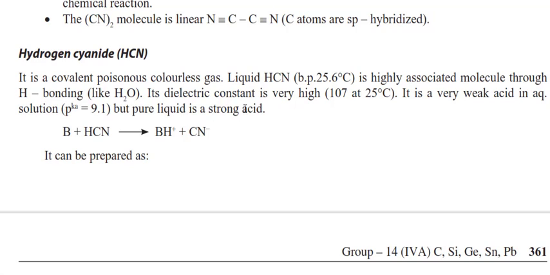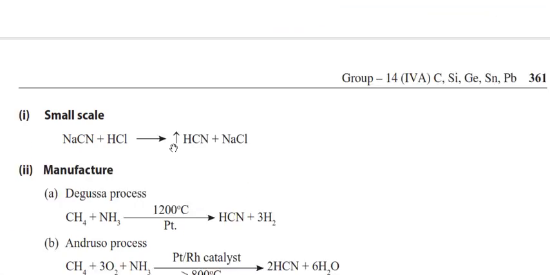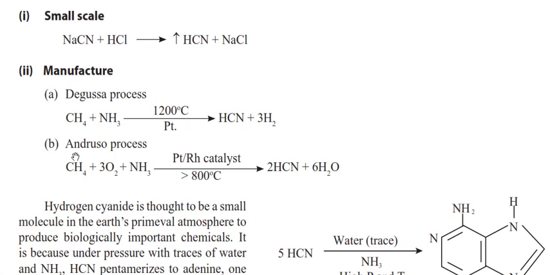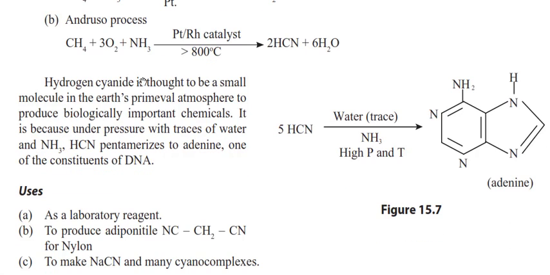But pure liquid HCN is a strong acid. On a small scale you can easily prepare HCN with the help of sodium cyanide, and if you are doing a reaction with HCl, you will get HCN gas. Industrially, they produce it from methane with ammonia. Similarly, in the Andrussow process, methane, oxygen and ammonia give you HCN.